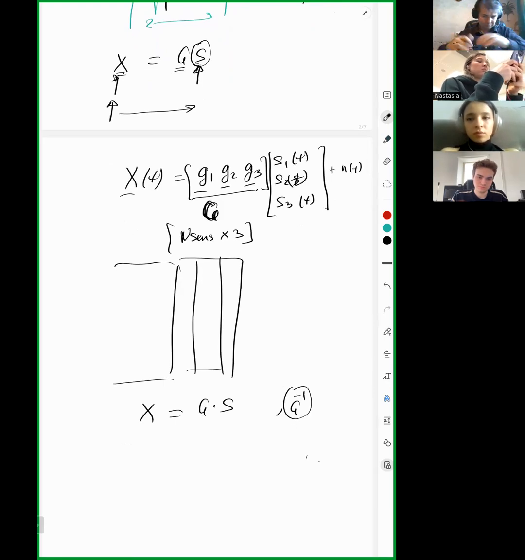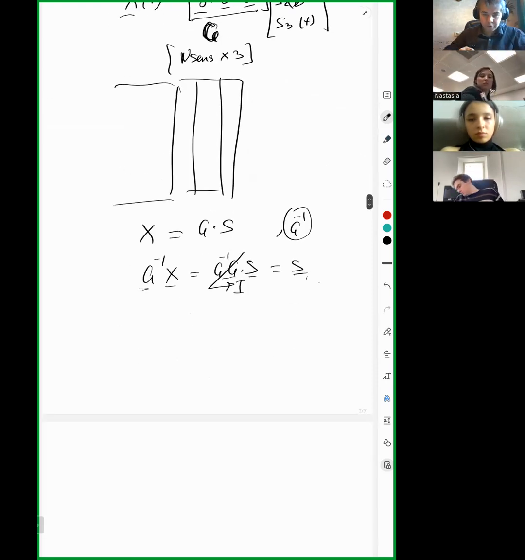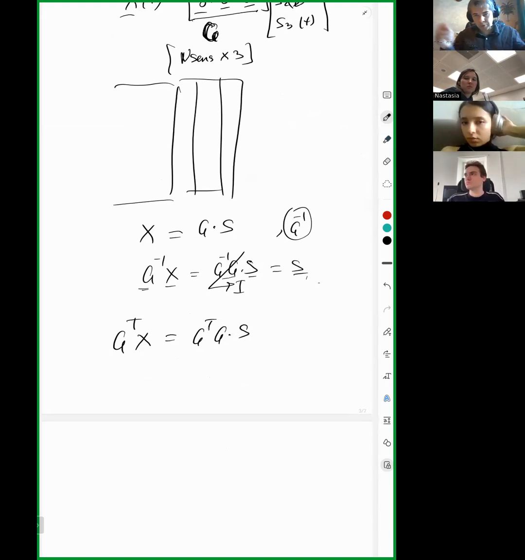Because it was a square matrix, then of course you just compute G minus first times G times S, and this becomes identity, and so it's equal to S, right? But in the case when G is not square, you can't do that, and therefore I was showing you this trick. You simply multiply by G transpose on the left, G transpose G times S, and then this one is already a 3 by 3 matrix, right?